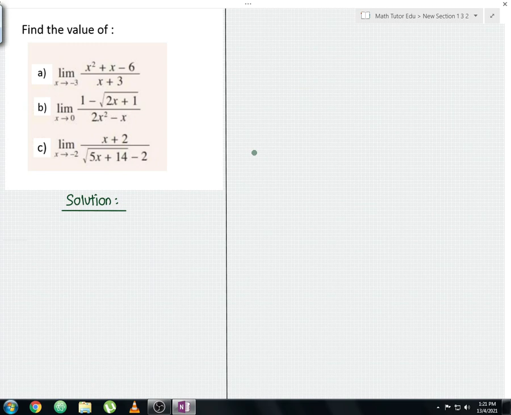Okay, let me read the question now. The question asks to find the value of the following three limits over here. So you have question part A, part B and part C. Okay guys, so this is the overall question.